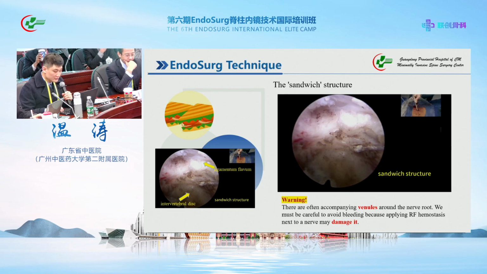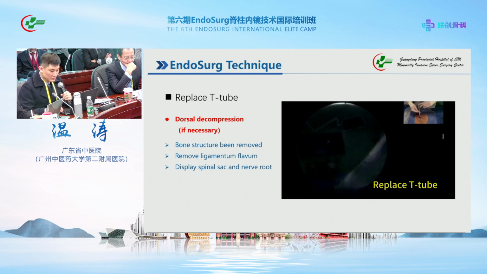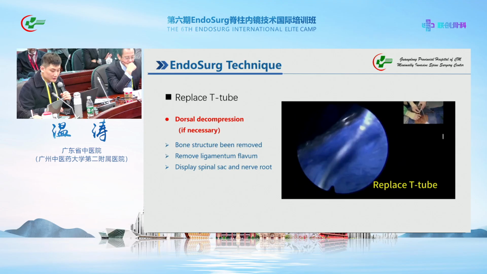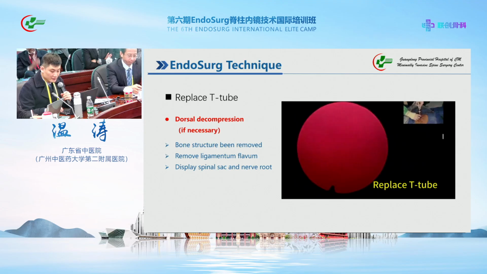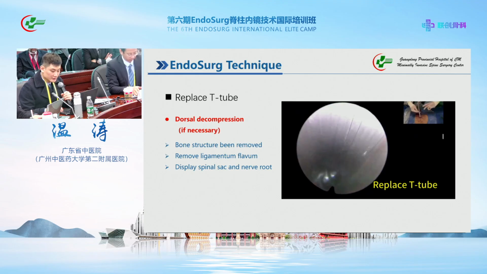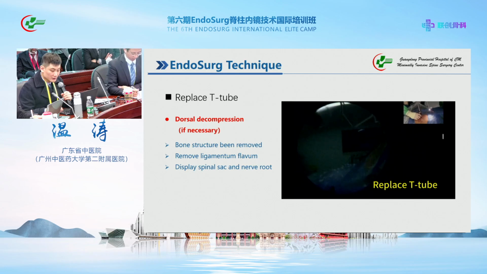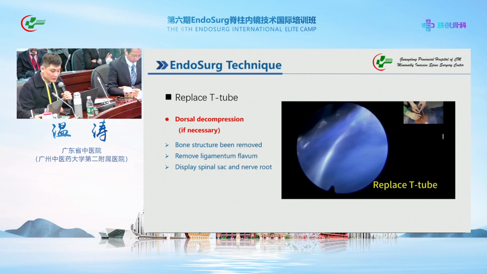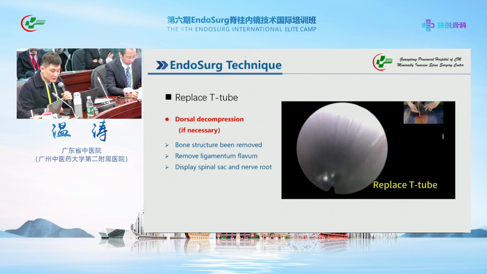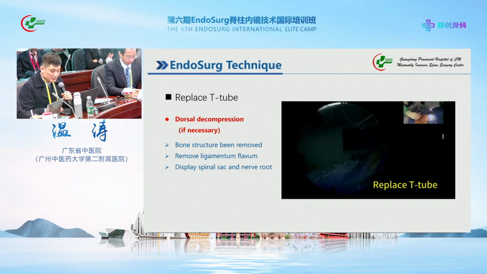And then we replace the working T-tube and start the decompression. If the patient has spinal stenosis, dorsal decompression is required, including resection of the yellow ligament and thorough decompression of the dural matter and nerve roots. However, this patient is young and has only a simple herniated disc, so dorsal decompression is not necessary. Therefore, I will try my best to preserve the yellow ligament.